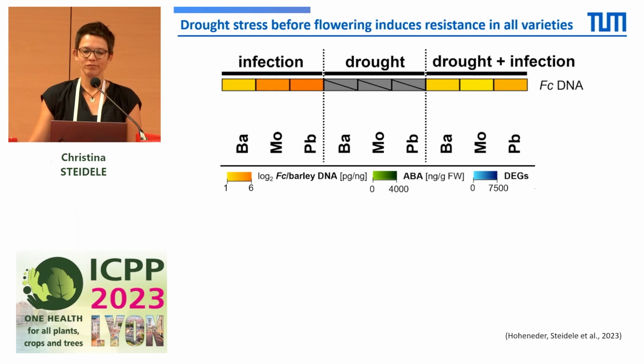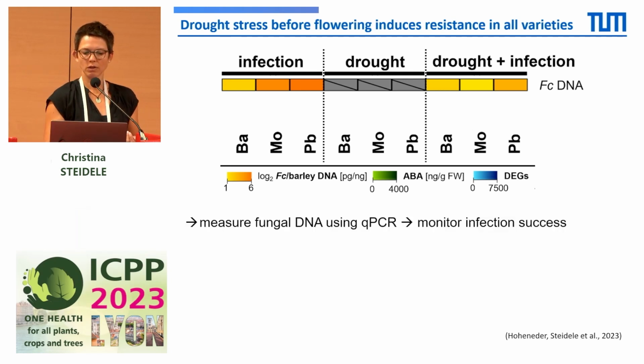So when you do a big experiment like that, you want to make sure that everything works correctly, right? To monitor the infection success, we measured the fungal DNA in each sample using qPCR, and we could establish that, again, Palmella Blue was our most susceptible variety, shown here, having the highest load of fungal DNA.